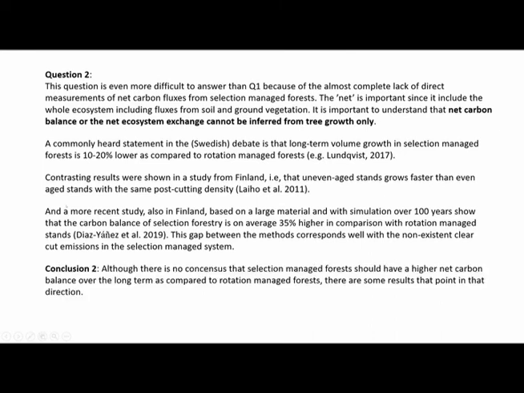So conclusion 2 here is, although there is no consensus regarding whether selection managed forests have a higher net carbon balance over the long term as compared to rotation managed, there are some results that point in that direction.